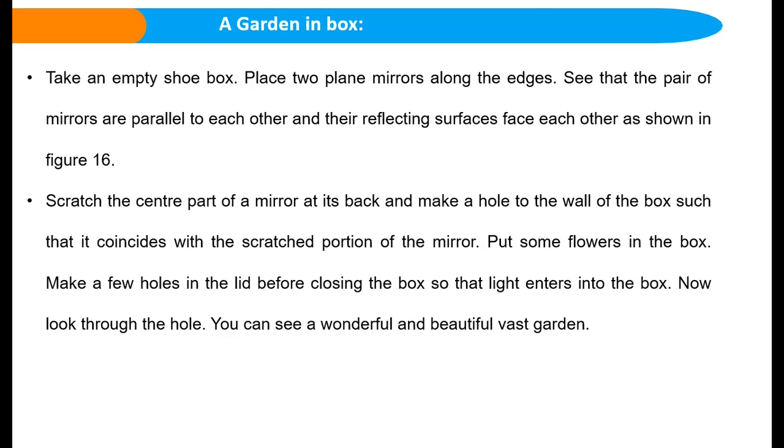Make a few holes in the lid before closing the box. So to the lid of the box also we have to make some holes to let the light enter the box. Otherwise it will be dark and we are unable to see anything in the box. And now close the box and look into it through the hole. You can see a wonderful and beautiful vast garden. Why does the small area look like a vast garden?